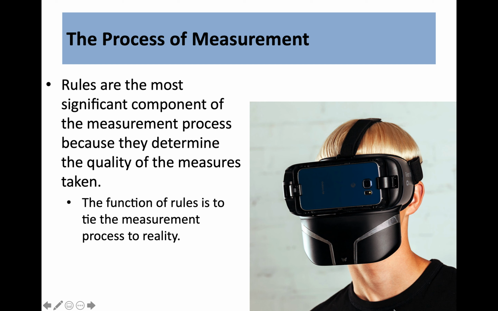There are various journal articles that talk about how strong this measurement is, and those are part of the rules that we're talking about. If I wanted to come up with a new measurement of depression, I would have to prove that it actually measured depression. The function of rules is to tie the measurement process to reality, and of course that's what I was just talking about.